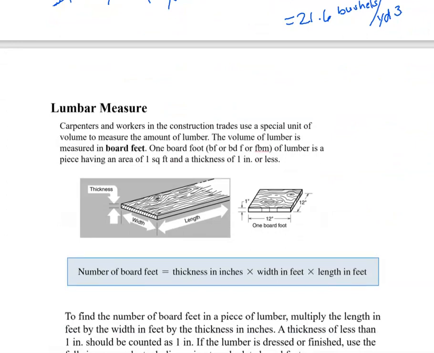Carpenters and workers in the construction trades use a special unit of measure, or volume, to measure the amount of lumber. The volume of lumber is measured in board feet. 1 board foot of lumber is a piece having an area of 1 square foot and a thickness of 1 inch or less.